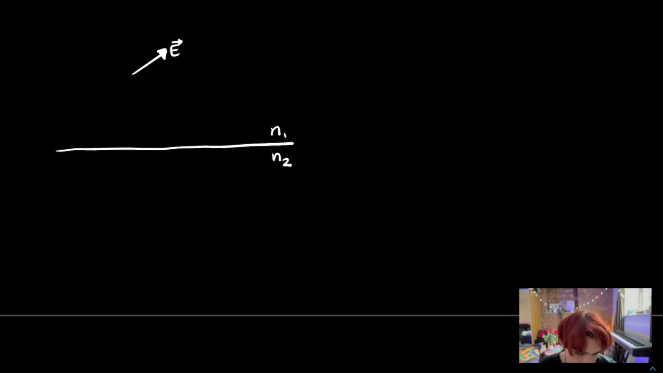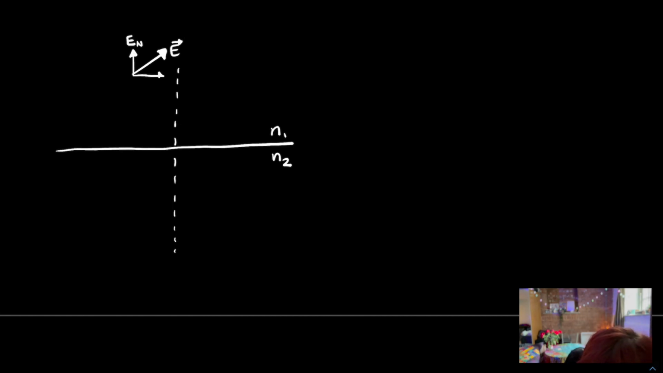Well, what we can do is we can actually resolve the electric field into two different components. We can resolve it into a normal component, where of course the normal is parallel to this surface normal right here. So we can say that this is En, which is the normal component. And we can also resolve it into a tangential component right here, where of course the tangential component is parallel to the boundary, the direction of the boundary along here. So we can resolve any electric field into two different components right here.